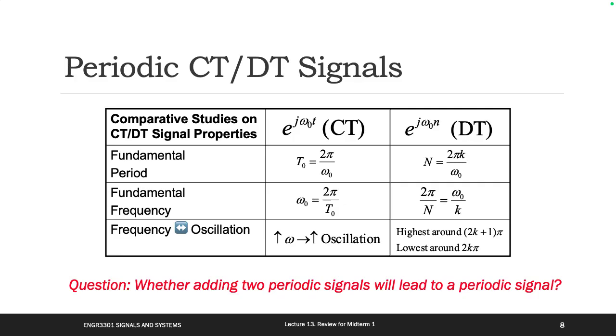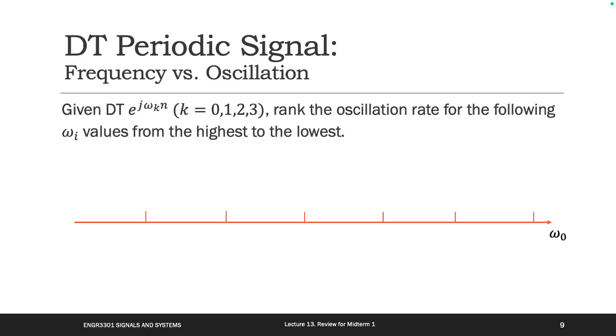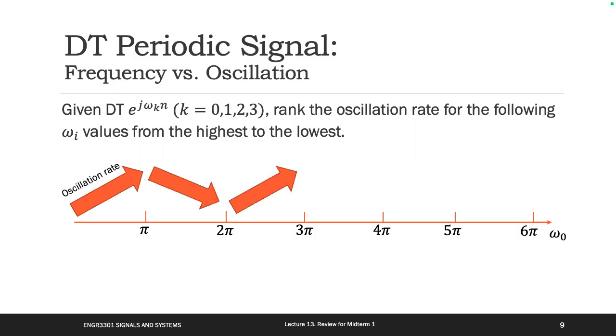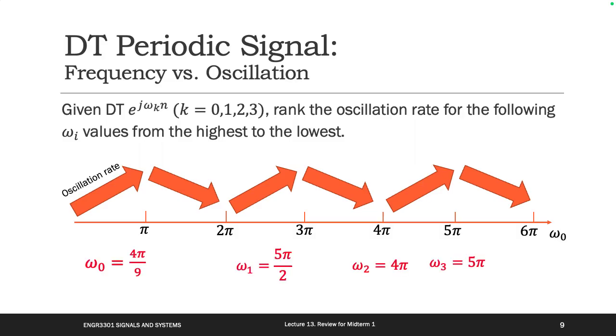Any question? Okay, this is the DT periodic signals, the relationship between the frequency and the oscillation. This is an example. Given this DT signal, rank the oscillation rate for the following omega values from the highest to the lowest. We know the oscillation rate goes up from 0 to pi, and from pi to 2 pi it goes down, and then repeats like this. Am I right? So I have 4 values. Which one is the highest? Which one?